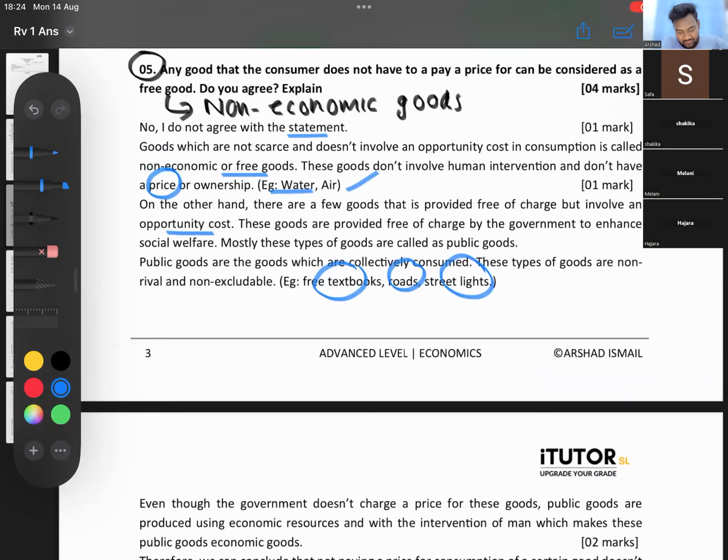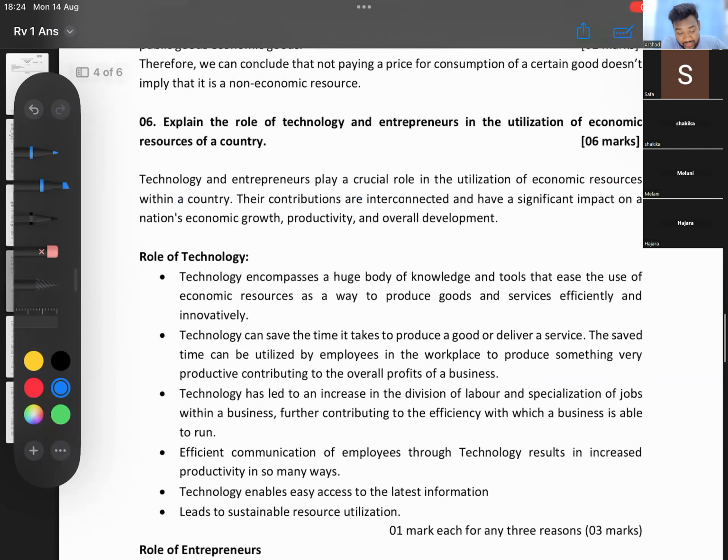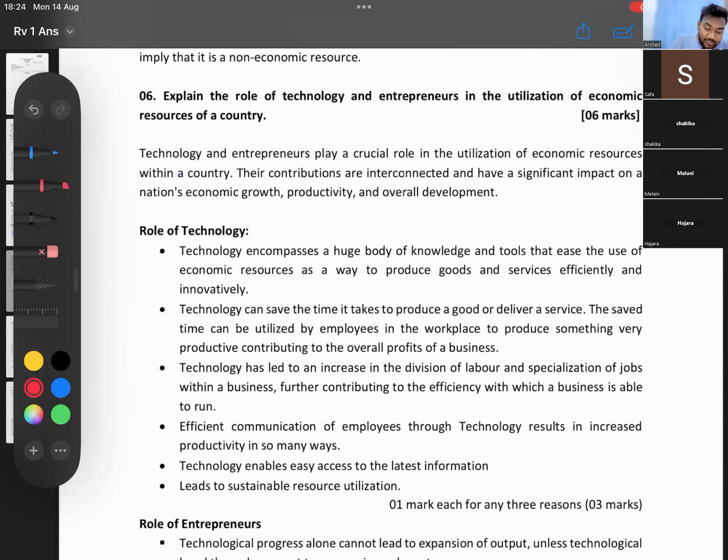Okay, right. The final few questions. This one again is a good question, guys. I took this from the 2022 A-level paper, the latest A-level paper. This is a good question, so I thought of discussing it. This question says, explain the role of technology and entrepreneurs in utilizing the economic resources of a country.